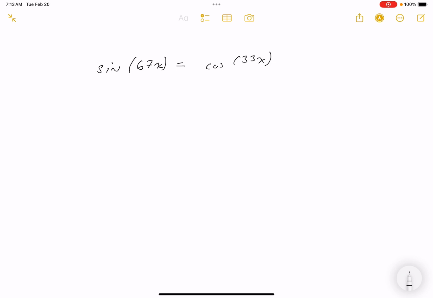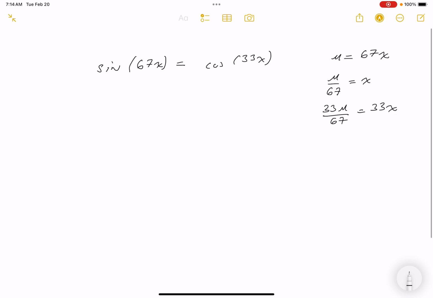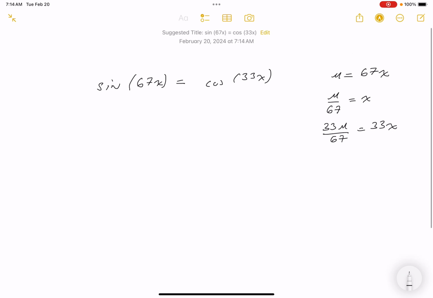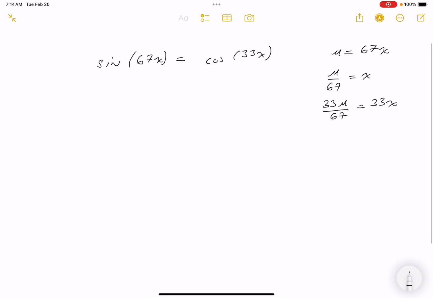Okay, first thing is to make a substitution. I'm going to say u is equal to 67x. Let's see, what does that mean? It means u over 67 would equal x, or 33 times u over 67 would be equal to 33x, all right? It's not totally necessary to do this, but I just like doing a substitution.